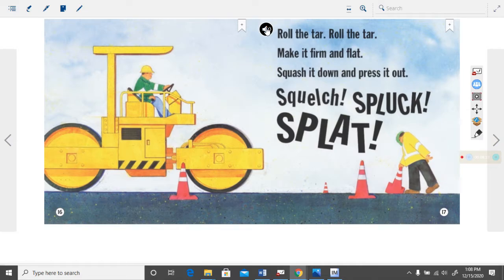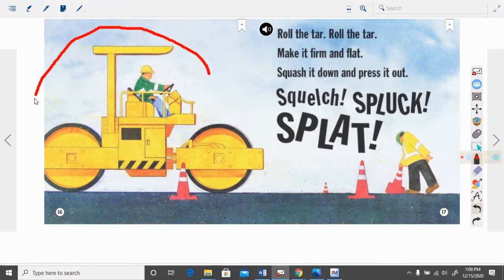I can find the answer by looking at the illustration. Right here I see this big machine. Now not only does it have a roller on the front like the one machine did, but this has two rollers, one on the front and one on the back. And it's really heavy, so as it's rolling back and forth, the weight of it is pushing down on the tar, and it's making it flat and it's making it really firm and hard.